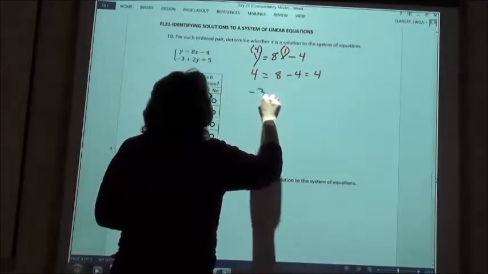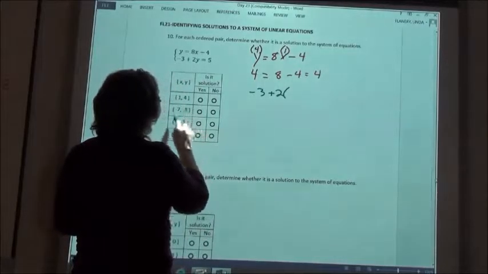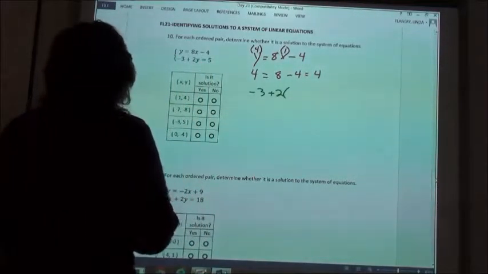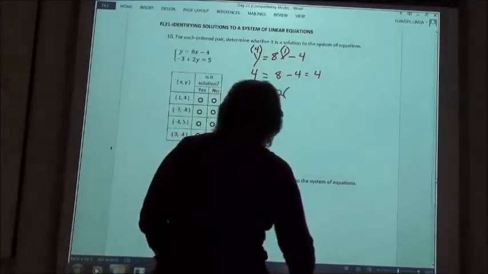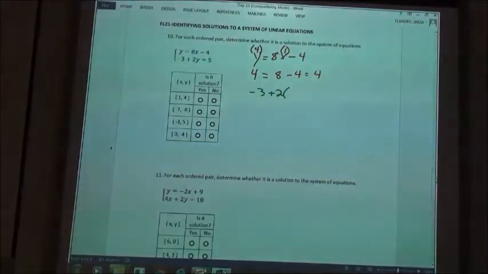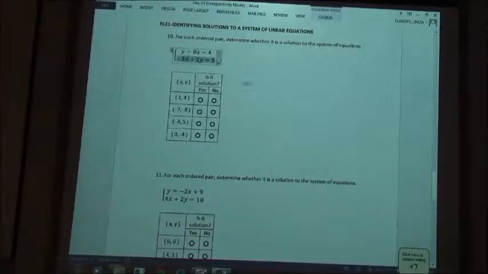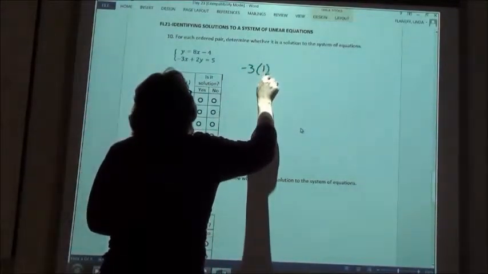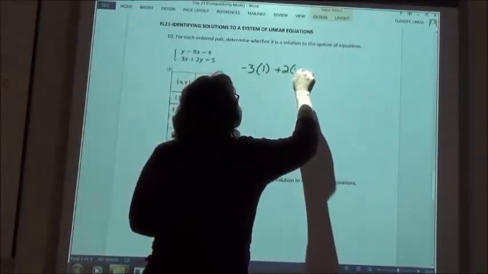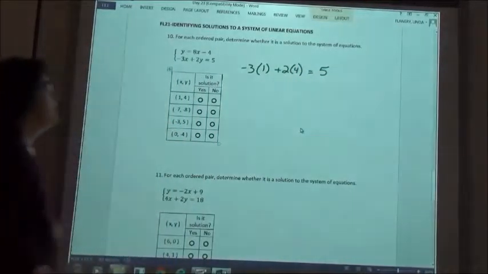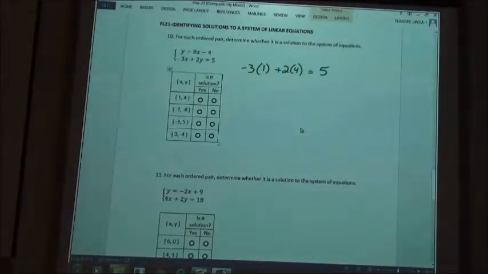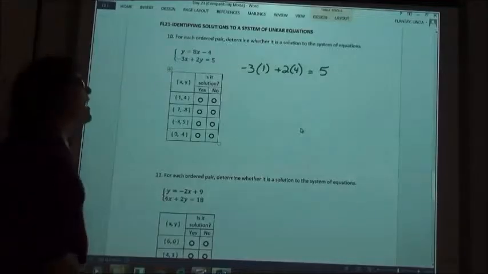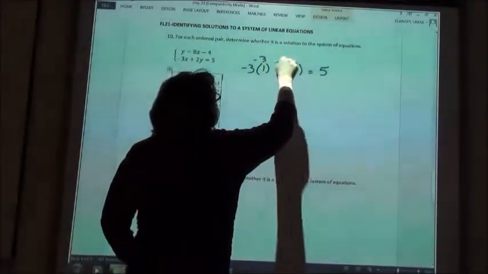So I have negative 3 plus 2 times the y value. The y, I think she didn't put a variable in there when she typed that. Let me fix that. I think that's supposed to be negative 3x. There. Put an x behind your negative 3. So now if we check it, we're going to take negative 3 times the x value, which is 1, plus 2 times the y value, which we have is 4, to see if we get 5. If we solve that, do we get 5? Yes, we do. Negative 3 plus 8 is 5.